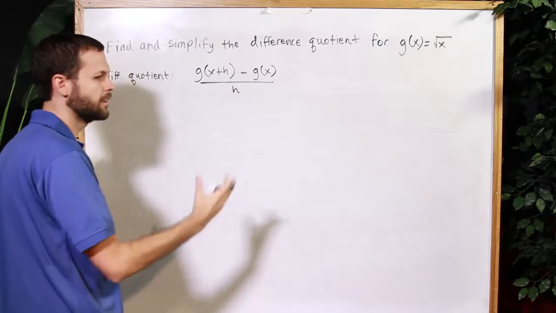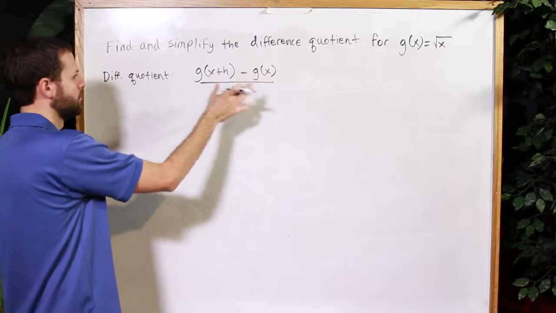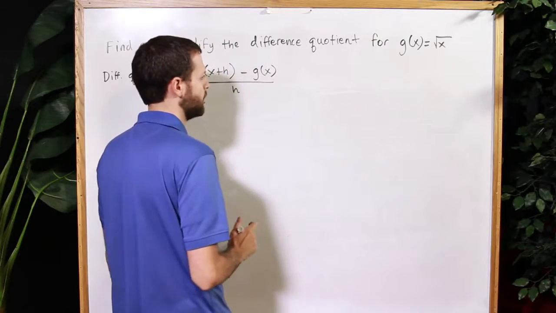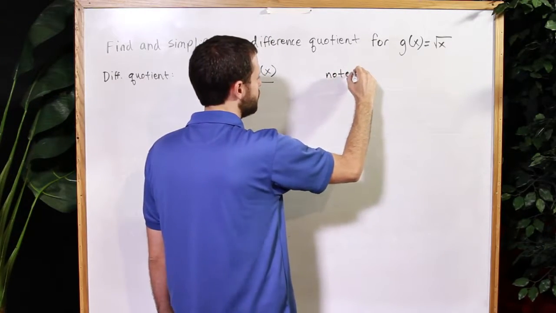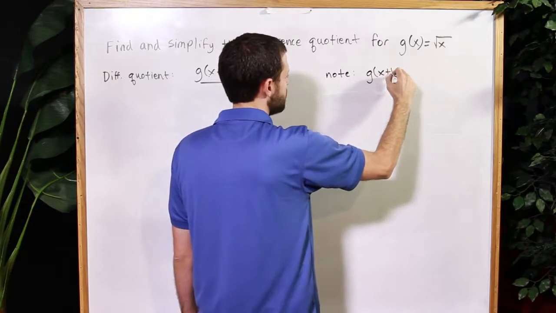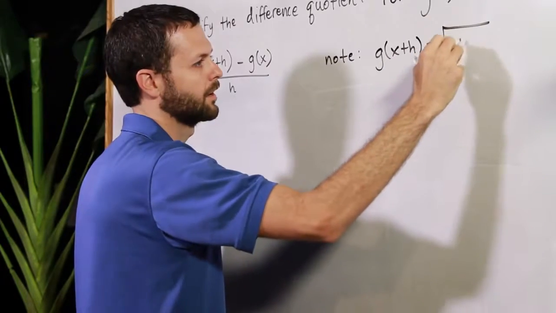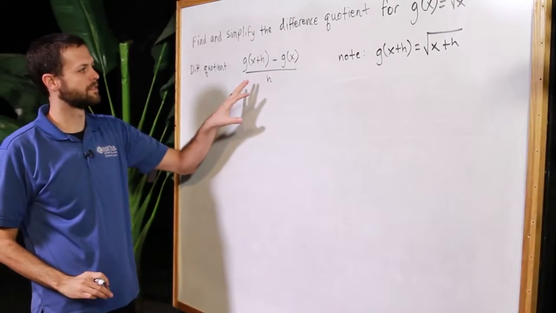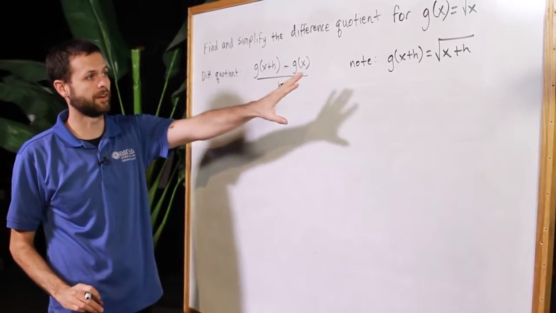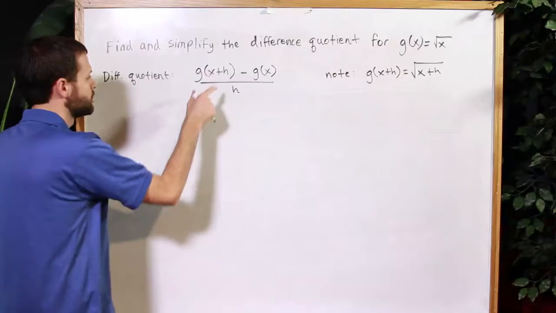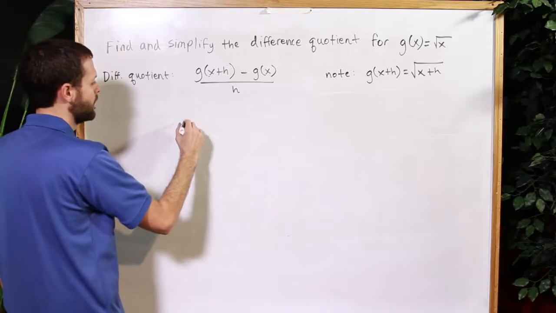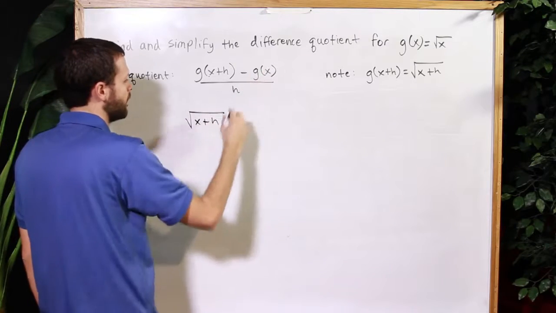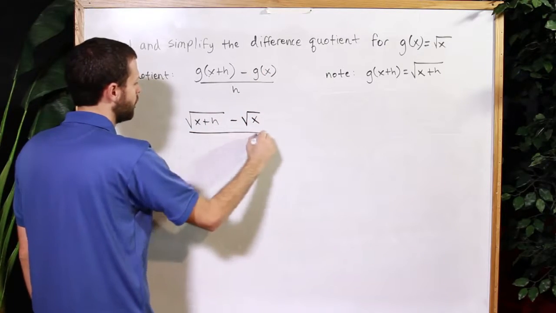h. One thing you can do if you would like to compute it ahead of time is to plug in this x plus h into this g of x function and see what you get. So note that g of x plus h is just the square root of x plus h. Okay, so I'm just going to plug into the corresponding places in this formula the square root of x plus h and the square root of x. So rather than having g of x plus h, I now have the square root of x plus h. Instead of having g of x, I have the square root of x, all over h.